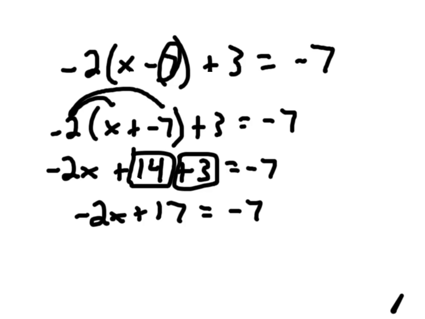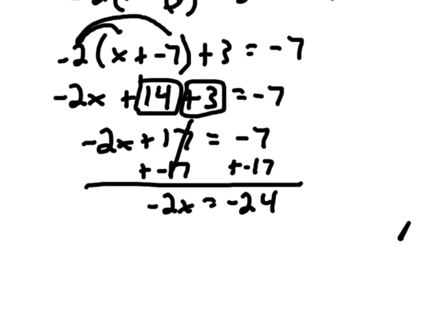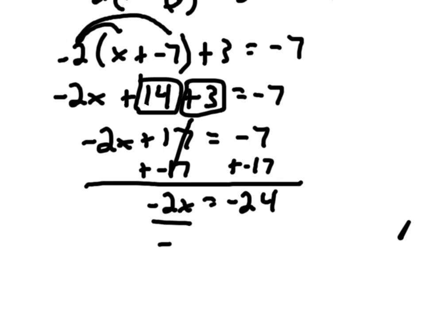Now I've got to get the x term all by itself. That's the next step. So I'm going to do that by adding negative 17 counters to both sides. Okay, so 17 plus negative 17 cancels, leaves me with negative 2x, and negative 7 plus negative 17 is negative 24. And now the only thing I need to do is divide by negative 2 on each side, and I get x equals negative 24 divided by negative 2, which is positive 12.